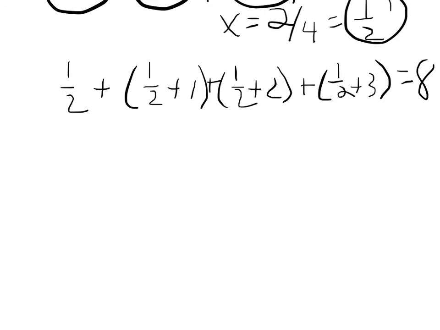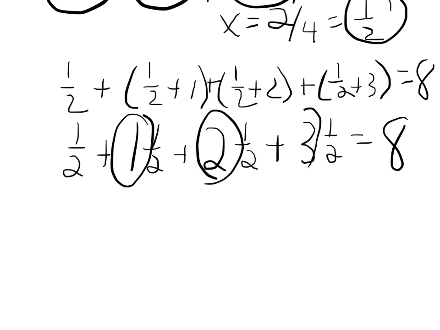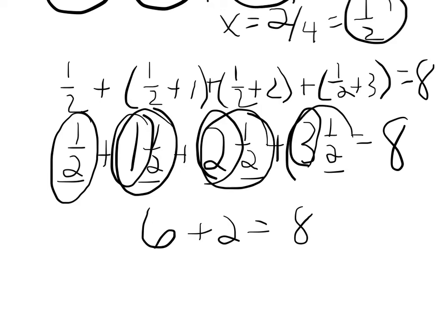All right, so let's see what we get. 1/2 plus 1 and 1/2 plus 2 and 1/2 plus 3 and 1/2 is equal to 8. Okay, so let's count how many whole numbers we have. We have 1, 3, 6. Okay, and then we have 4 halves, which is 2. So we know our answer works. Okay, so these are our 4 consecutive integers. 1/2, 1 and 1/2, 2 and 1/2, and 3 and 1/2.